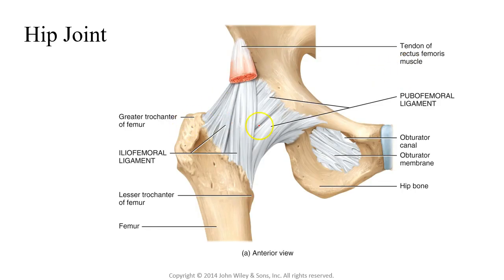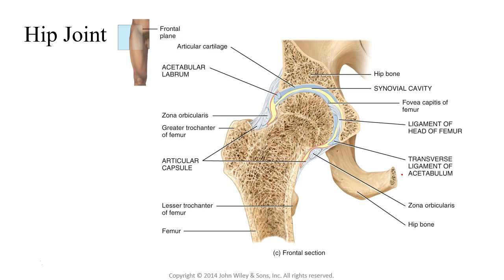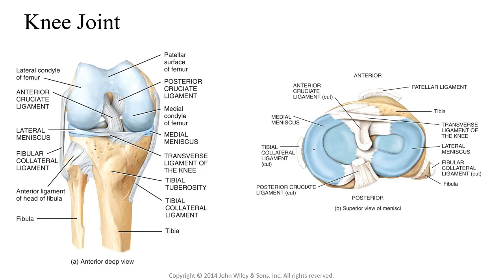Okay, at the hip joint, we have three main ligaments. They are named for what part of the hip bone attaches to the femur. So we have the iliofemoral ligament, seen here. We have the pubofemoral ligament, seen there. And the ischiofemoral ligament on the posterior side. Okay, you can see that synovial cavity here surrounding the head of the femur.